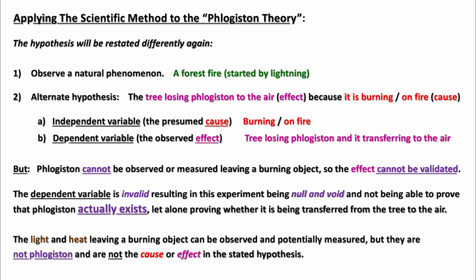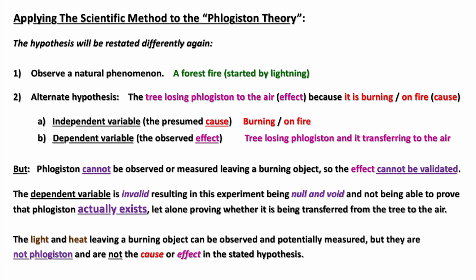The hypothesis will be restated differently again. 1. Observe a natural phenomenon: a forest fire started by lightning. 2. Alternate hypothesis: the tree losing phlogiston to the air (effect) because it is burning or on fire (cause). A. Independent variable, the presumed cause: burning or on fire. B. Dependent variable, the observed effect: tree losing phlogiston and it transferring to the air. But phlogiston cannot be observed or measured leaving a burning object, so the effect cannot be validated.